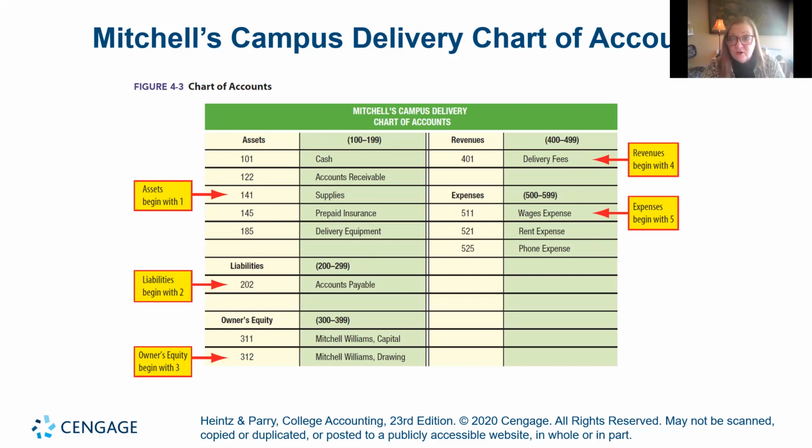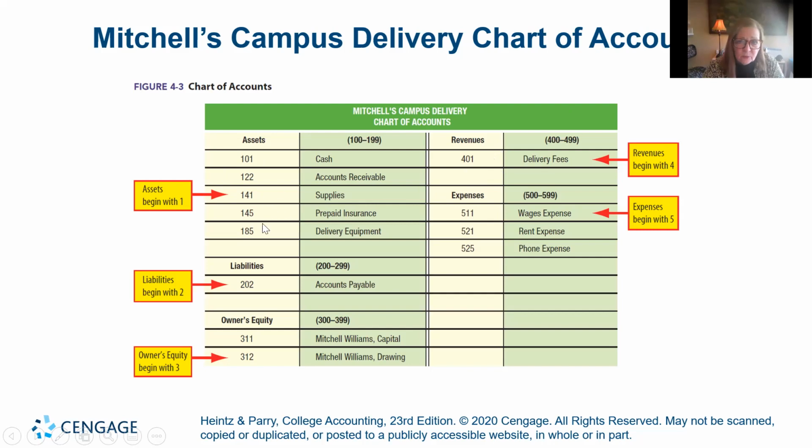But if it's something extraordinary, different, like I sold a piece of equipment, I sold a piece of land instead of a normal product or service that I provide, then I would need another revenue account for it. And I would just add one. And then my chart of accounts, next time I looked at it, would have a different account.